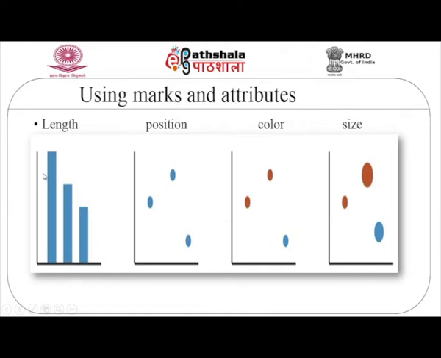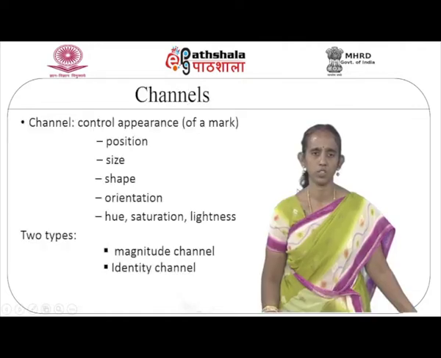So here we try to represent the length. These marks try to represent the position of a particular value. These marks represent the color. These marks show a change in the size of the mark. So here we can see a variation in the length of the mark, the position of the mark, color of the mark, and the size of the mark as such.